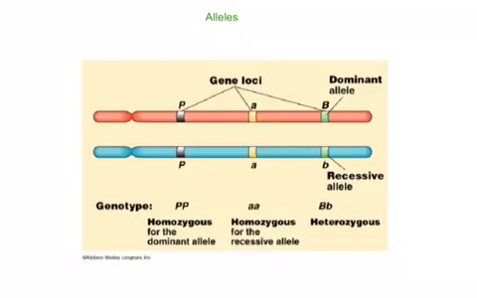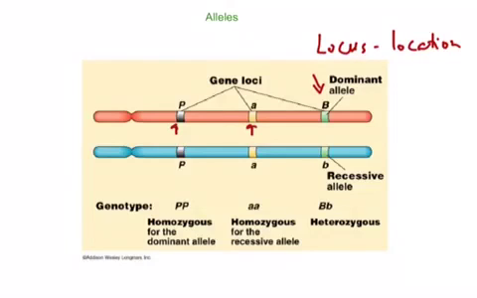Every gene found on a chromosome is found at a particular spot, a particular location, and that's referred to as its locus. So the locus of a gene is its location along the length of a chromosome. So here is the gene locus for gene B. Here is the locus for gene A. Here is the locus for gene P. That is its spot on the chromosome.